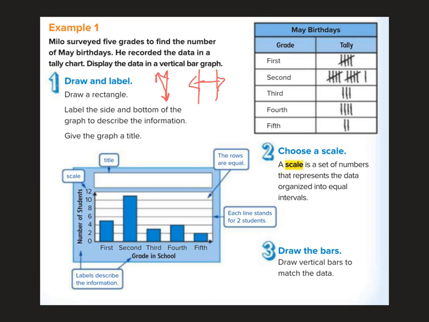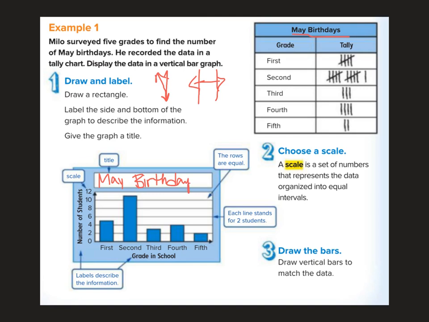First step, you need to draw and label. Draw a rectangle, label the side and bottom of the graph to describe the information, and give the graph a title. So I usually get my titles from my tally chart. It's called May Birthdays, so I just have to copy it over here. But please do not forget your title, because that is very important.